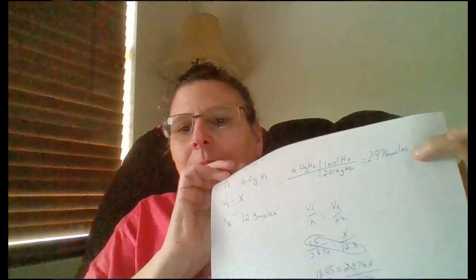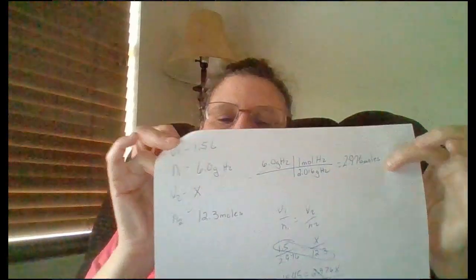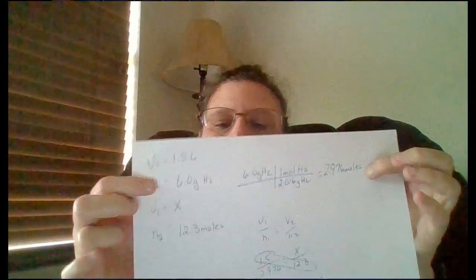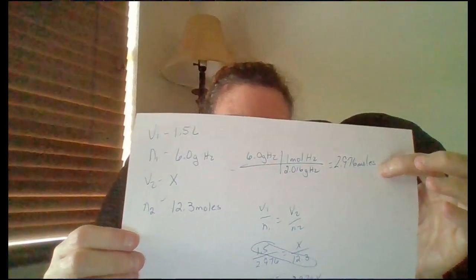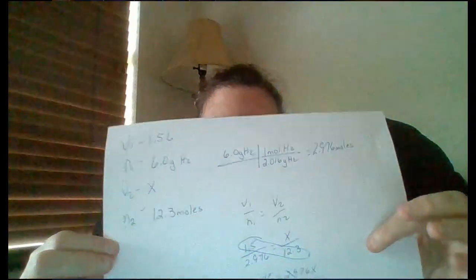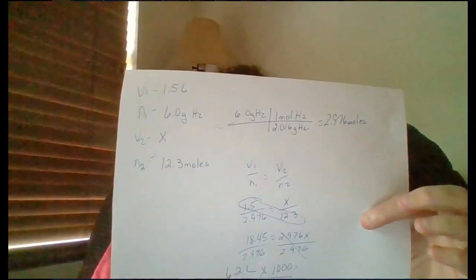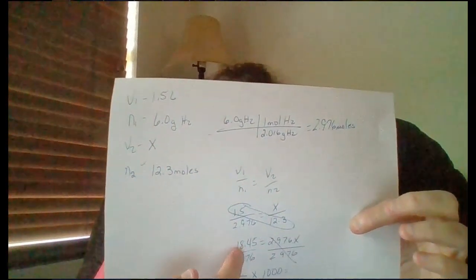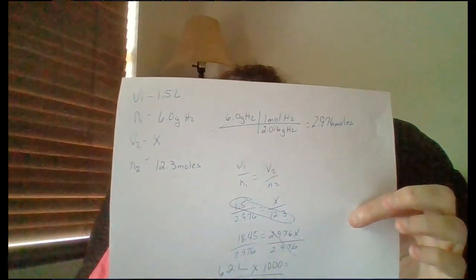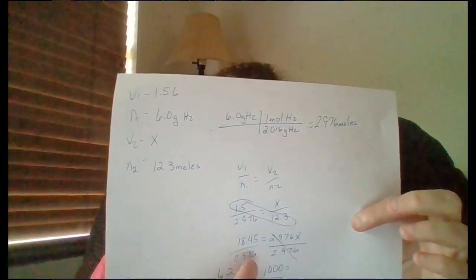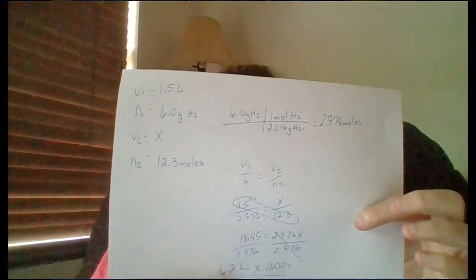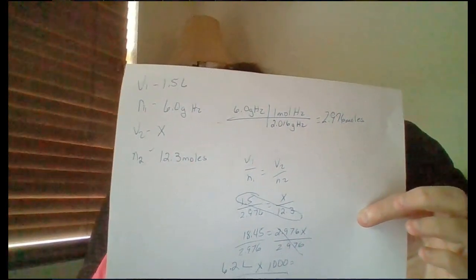I had to convert 6 grams by doing my railroad tracks and taking the molar mass of hydrogen. I went out 4 digits. You don't have to, but I did, just because I like to go out 4 digits when I do moles. I then plugged everything into my formula. I cross-multiplied, and when I did that, I got 18.45 equals 2.976. I divided by the one with the X, and I got 6.2 liters.